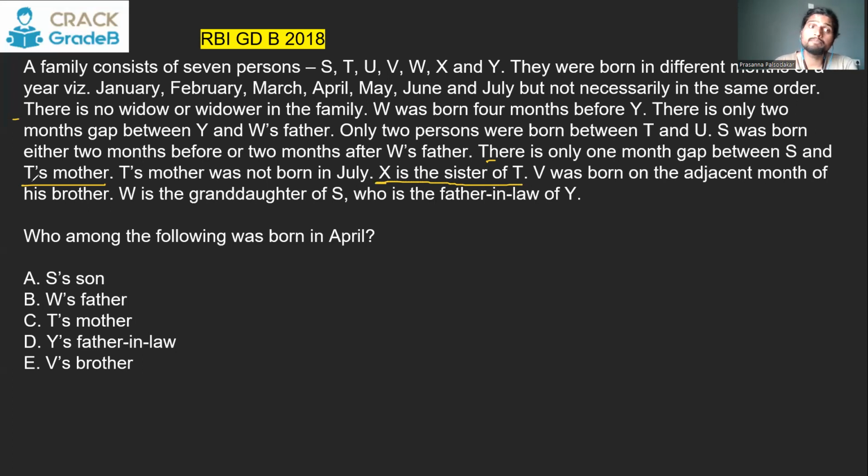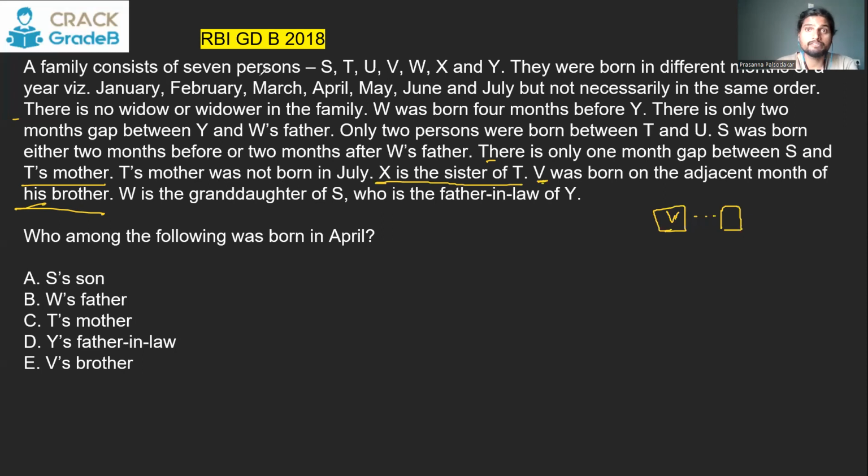Y was born in the adjacent month of his brother. One thing we know, sorry, V was born in the adjacent month of his brother. His means V is a male. V is a male and he has a brother. That means there exists a pair of 2 brothers. And lastly, W is the granddaughter of S, who is father-in-law of Y.